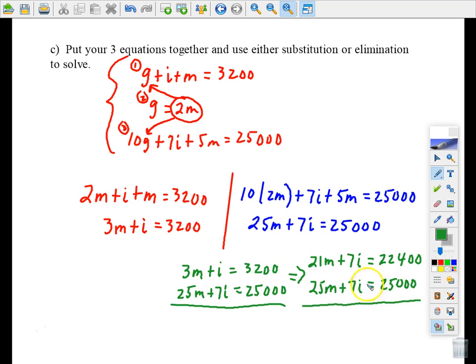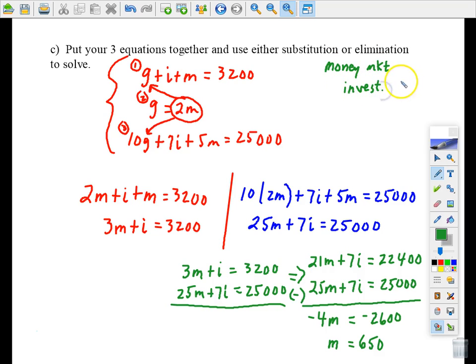All right, and eliminating I is going to require subtraction. So 21 minus 25 is negative 4M. The I's will eliminate. And then we have 22,400 minus 25,000. And that's negative 2,600. Dividing both sides by negative 4, we got 650 is M, and M represents the amount we're going to invest in the money market. So I'll just put up here money market investment: $650. And I provided this answer for you at the bottom of your sheet.